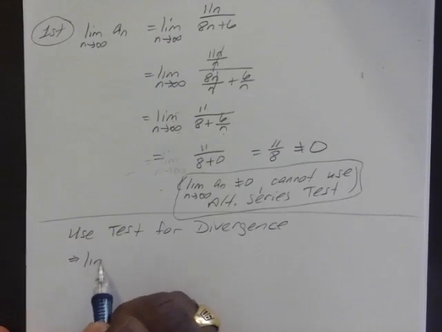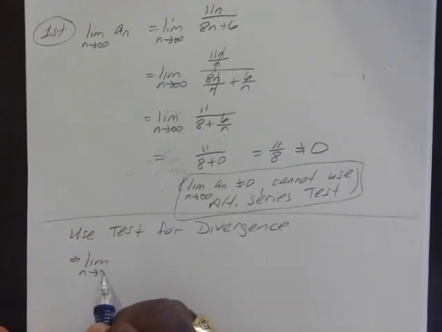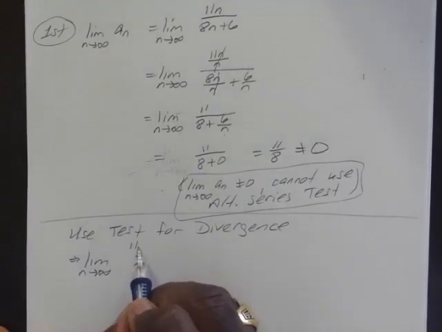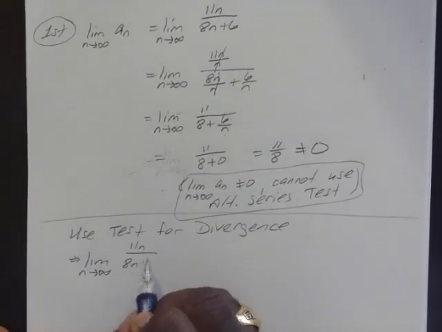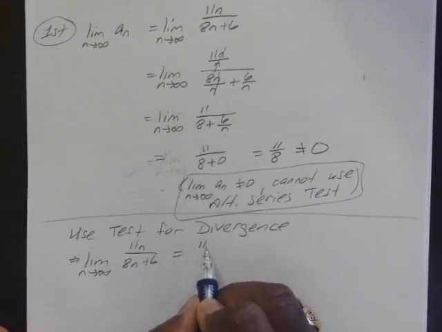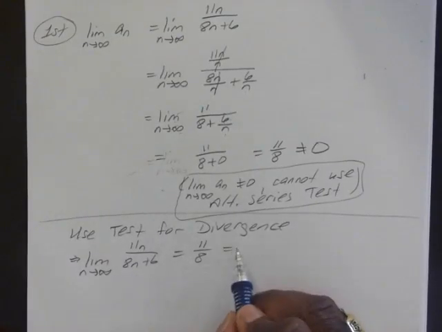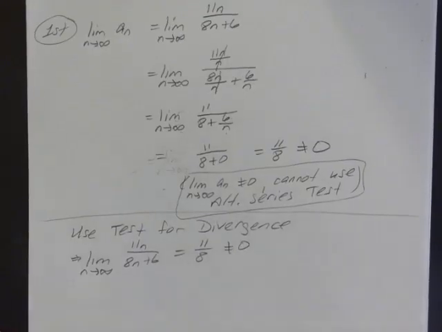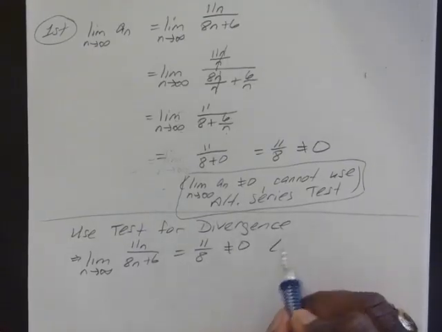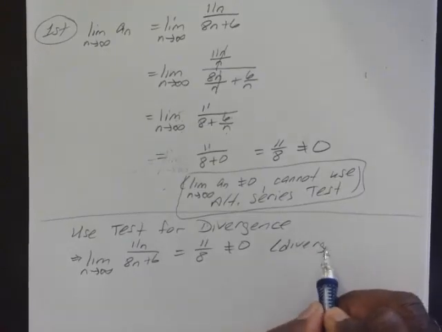Okay, so we know that the limit as n approaches infinity of 11n divided by 8n plus 6 is equal to 11 over 8, which we know does not equal 0. So by the test for divergence, it diverges.